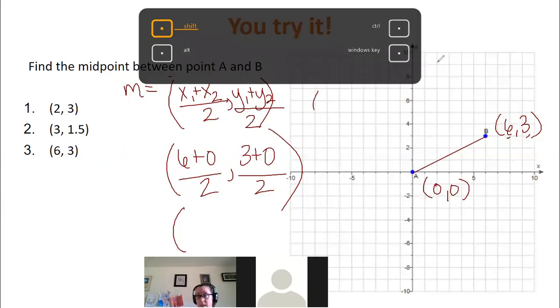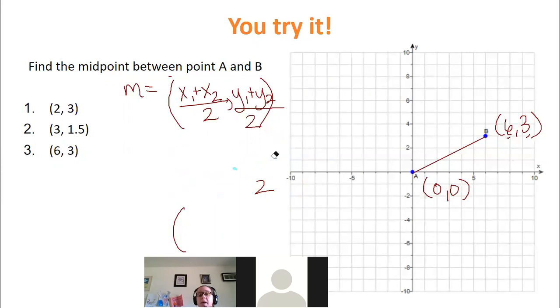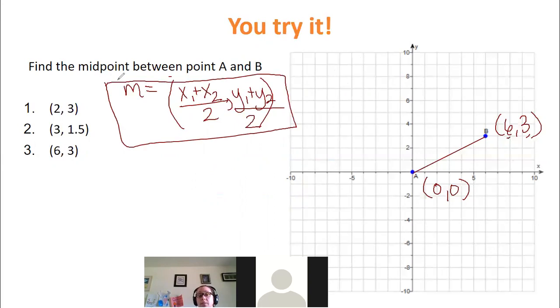Okay. So I did a flyby, went too fast. So guys, this is the midpoint formula, correct? Right here. Okay. No problem. And I'm so glad that you say something. I don't want to lose you. So our A point is 0, 0. Our B point is 6, 3. According to the formula, I have to take the x's, add them together, and divide by 2.